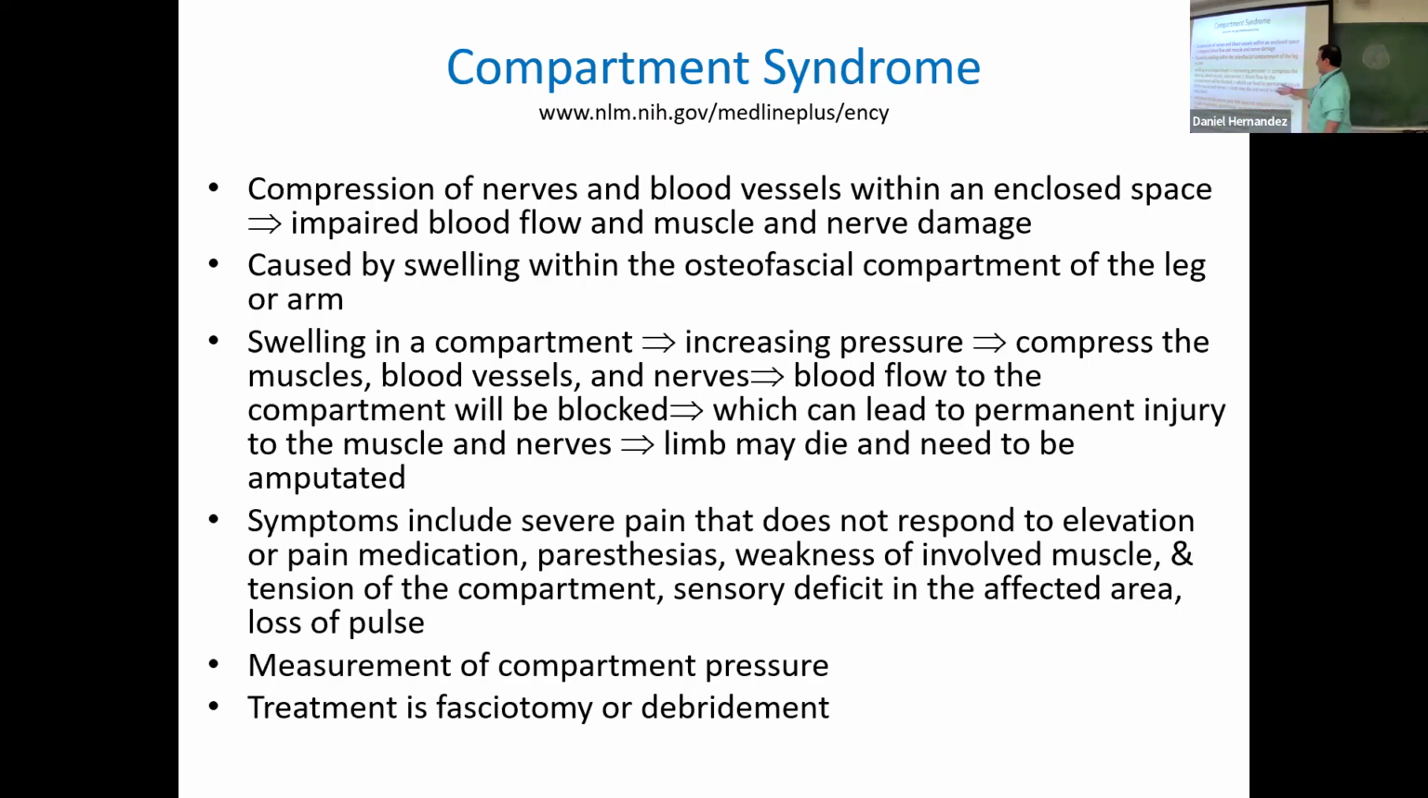So we get swelling within that compartment, the pressures within that compartment start increasing, leads to compression of the muscles, and thus the compression of the muscles then presses on the blood vessels and nerves. And it could either severely diminish or completely eliminate blood flow through that compartment. So it can block the blood flow from passing through that compartment where the swelling is occurring. That could potentially lead to permanent injury of the muscles and the nerves. And the limb may die and need to be amputated if it isn't corrected. So it is a serious condition when we're dealing with compartment syndrome.